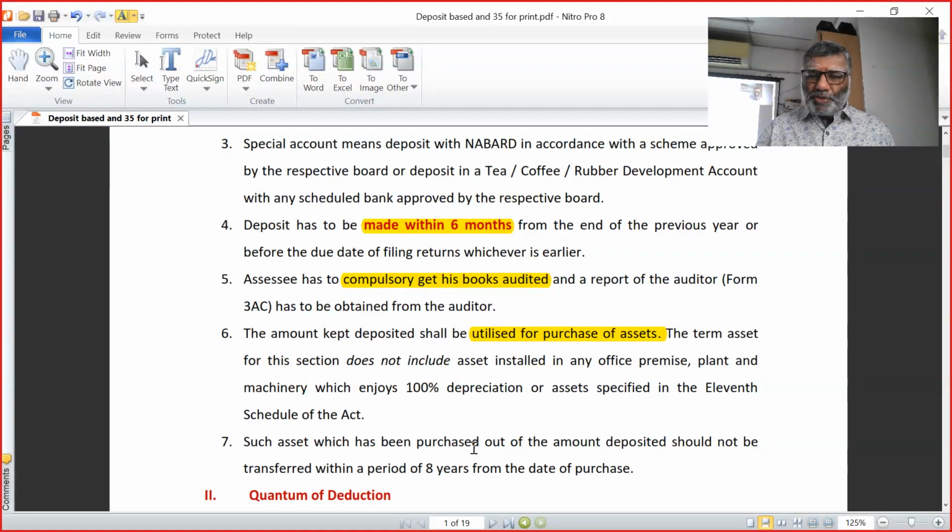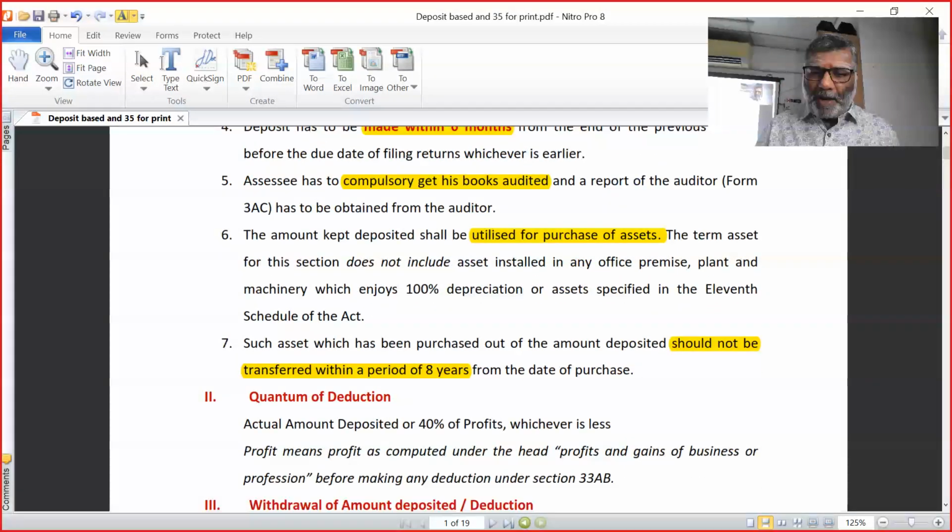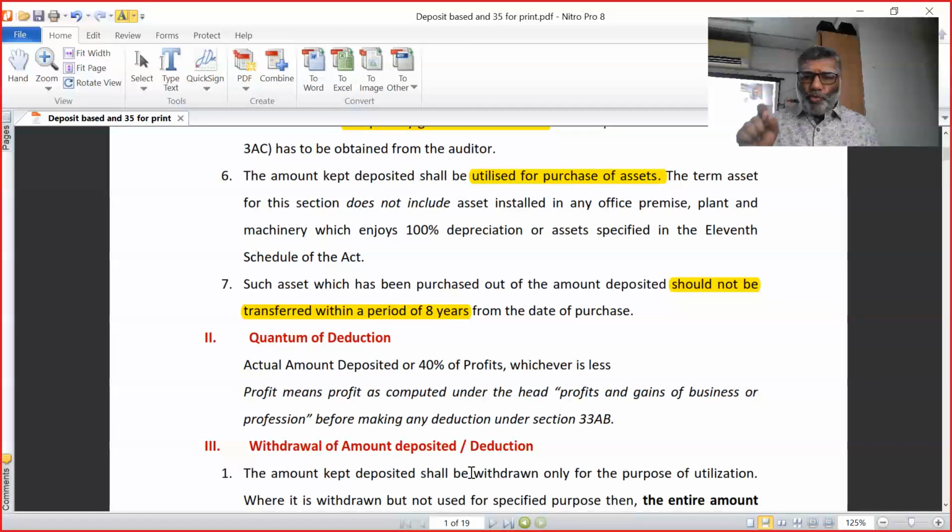You can claim. At that time when the section was introduced, computer was just coming into the market. So they said computers, even though not for field purposes, even if used for office purposes. Such asset which has been purchased out of the amount deposited should not be transferred within 8 years. If all these conditions are satisfied, what is the deduction? Amount deposited or 40% of the profits, whichever is less. Amount deposited or 40% of the profits as computed under PGBP before claiming 33AB. Profits as computed, after providing depreciation, everything.